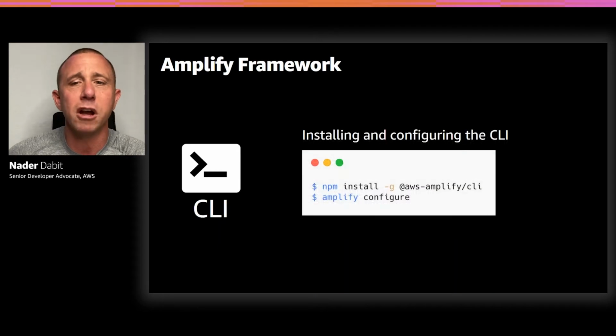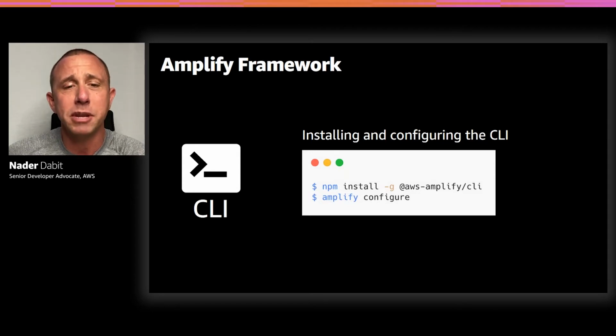The CLI workflow looks something like this. You're working with the Amplify binary, so you would install this globally, locally, using npm. So you would say npm install -g @aws-amplify/cli, and then you could start using Amplify.